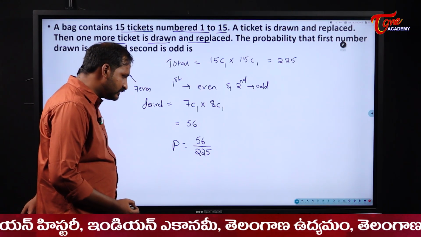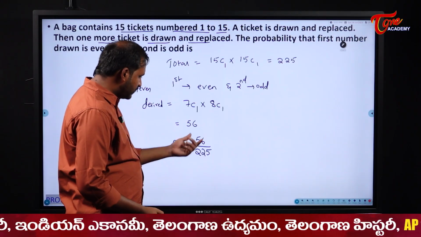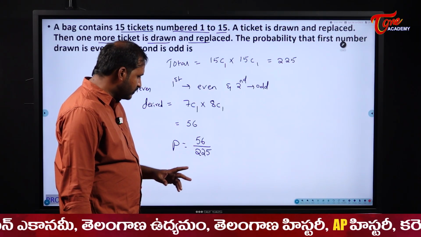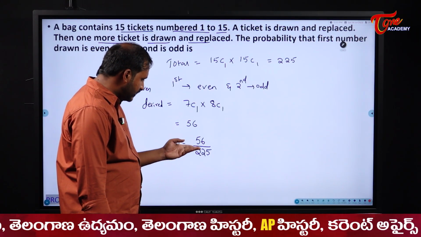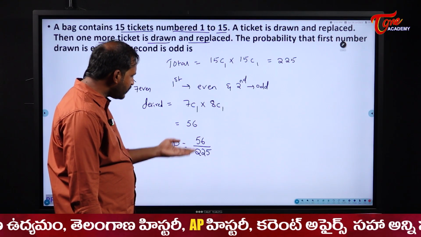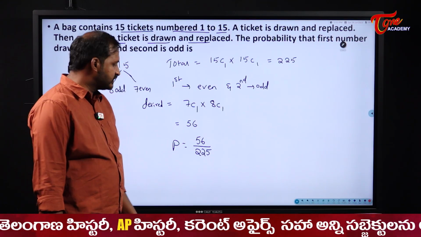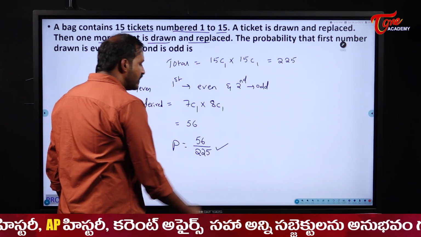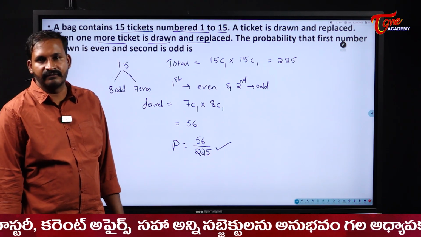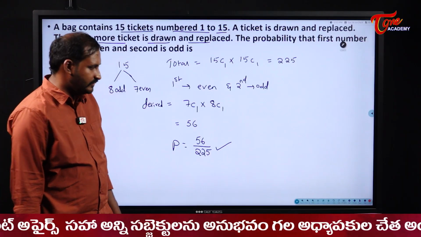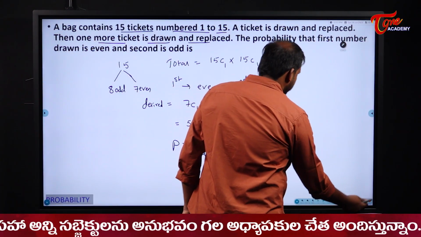Can we cancel it? Is it possible for us to cancel in the 8 table? No, it is not going to cancel in 8 or in any other values. So there is no other chance. The probability here will become 56 by 225. Next one.